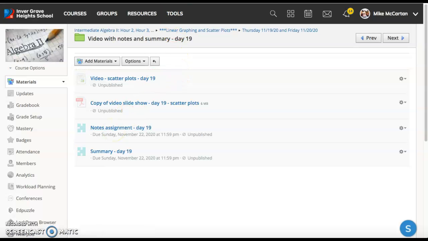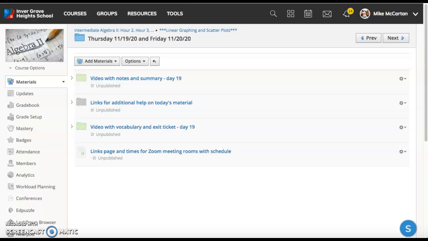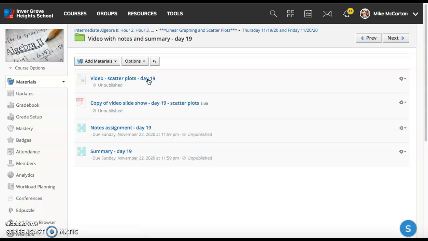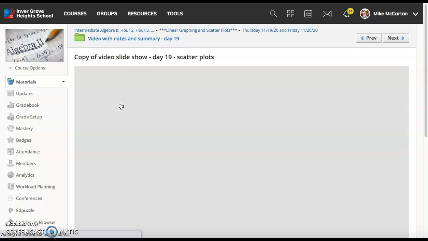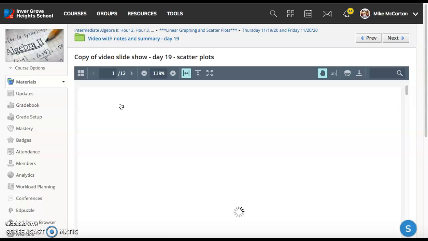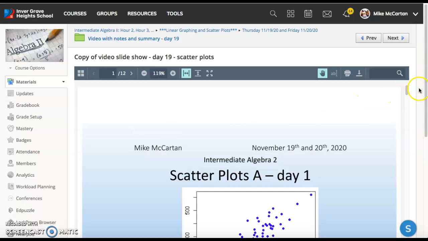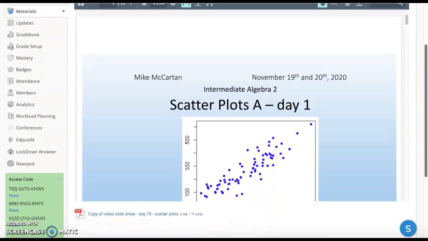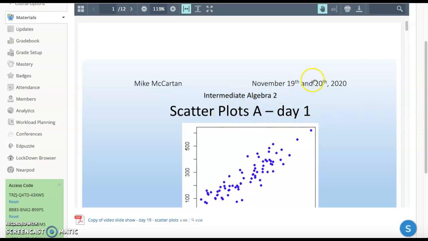Again, I'm going to go up to one of my tabs right here and flip over. Again, this is today's folder. I'm going to go in the top green folder again. I'm going to open up a copy of the video slideshow so we can get our answers. All right, there it is. Scatter plots.